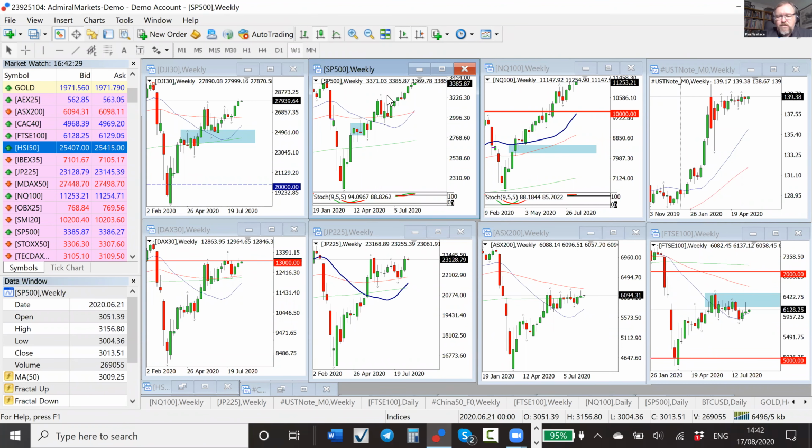But let's have a little look and see, does that stand true for everything? Are there elements that haven't delivered as such? And I think one of the ones that would be interesting to look at is the FTSE here in the UK.